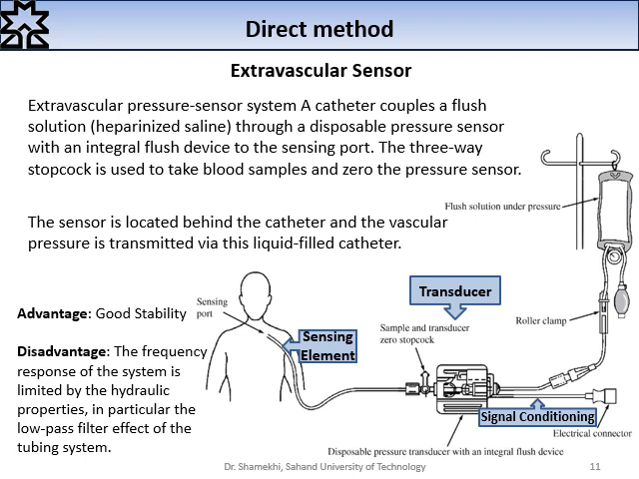In this slide, the extravascular sensor in general is explained. The extravascular pressure system consists of a catheter, coupled with a flush solution, through a disposable pressure sensor with an integral flush device to the sensing port. The three-way stopcock is used to take blood samples and zero the pressure sensor.